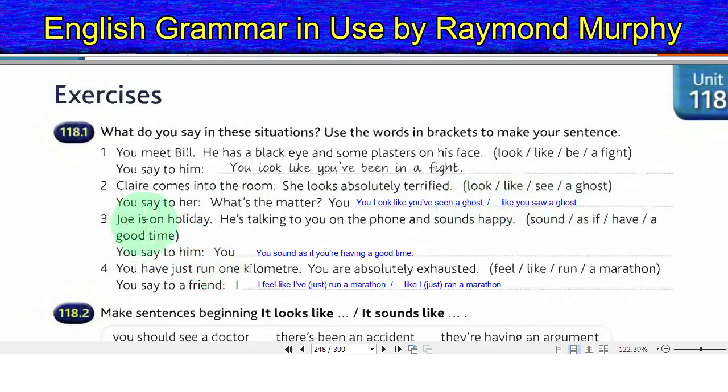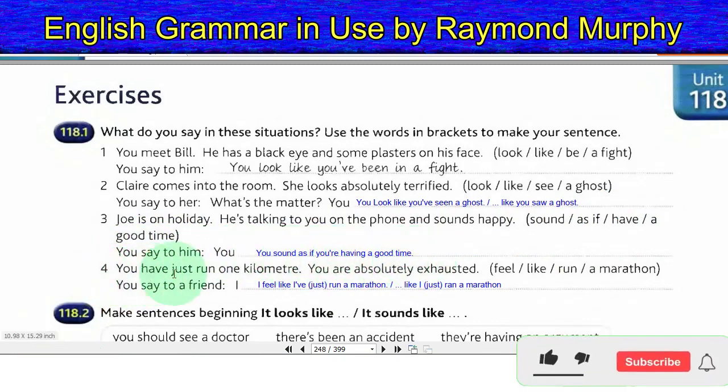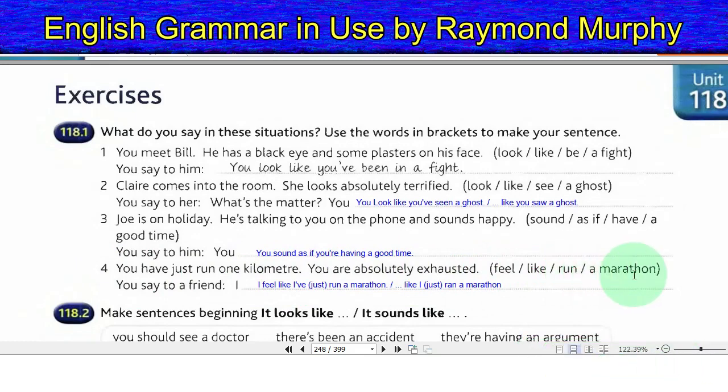3. Joe is on holiday. He is talking to you on the phone and sounds happy. Sound as if, have a good time. You say to him, you sound as if you are having a good time. 4. You have just run 1 kilometer. You are absolutely exhausted. Feel like, run a marathon. You say to a friend, I feel like I have just run a marathon. Like I just ran a marathon.